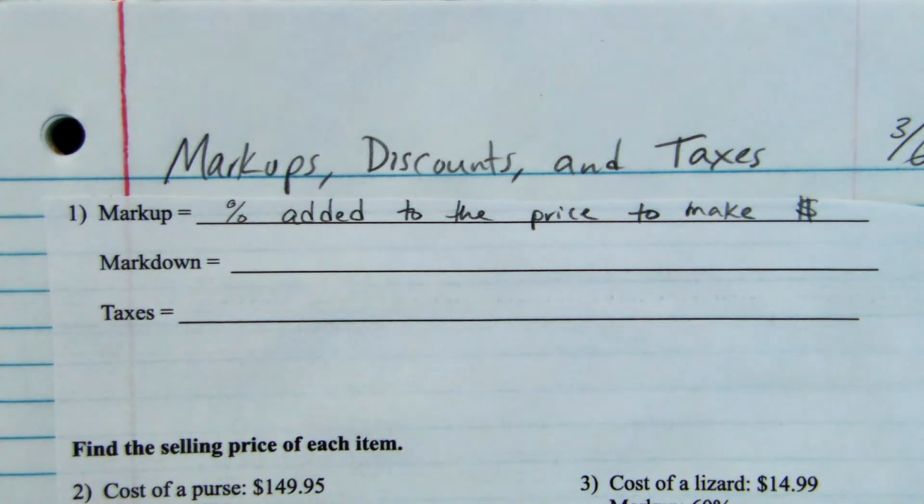So let's say that you own a candy store and you get packs of gum and you are paying 25 cents for them. You're not going to sell them in your store for 25 cents because then you wouldn't make any money. You want to add a little bit to it. And most stores will just add a percentage to it. That's the markup. That way you make a profit.